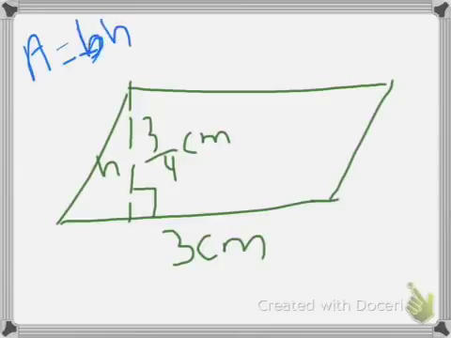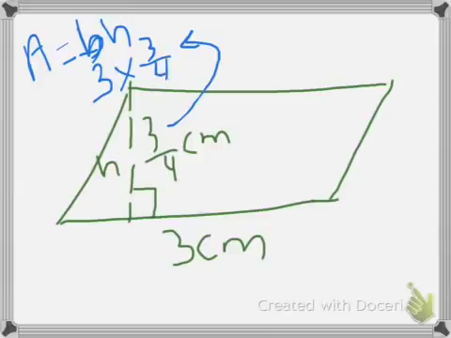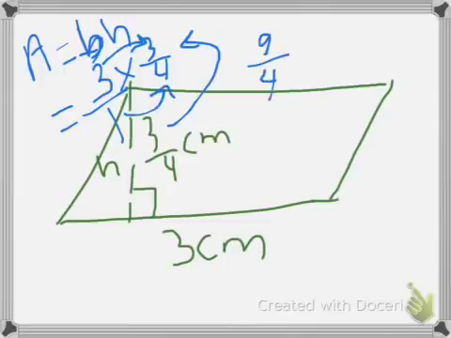Your base and your height. Well, we know that the base is 3. The height is 3/4. So instead of an h, we replace that with 3/4. So now we have 3 times 3/4. And remembering our rules of fractions, we can come and place a 1 underneath our whole number of 3. Then we can multiply across. 3 times 3 gives us 9. And then 1 times 4 gives us 4. So we have 9/4 centimeters squared.